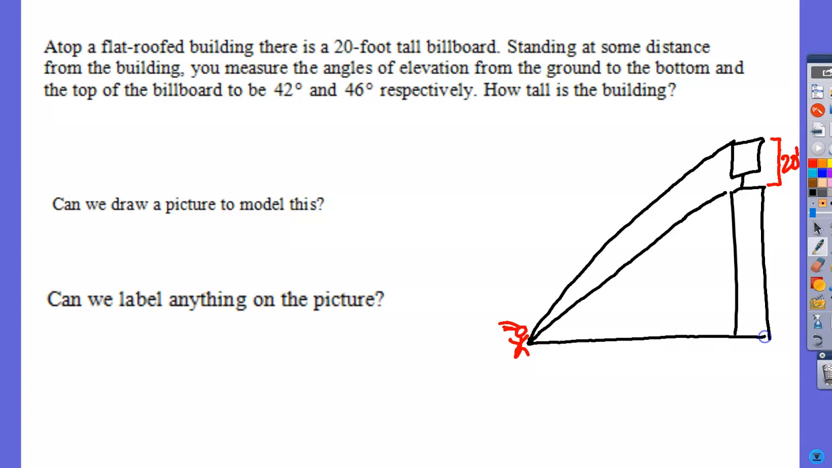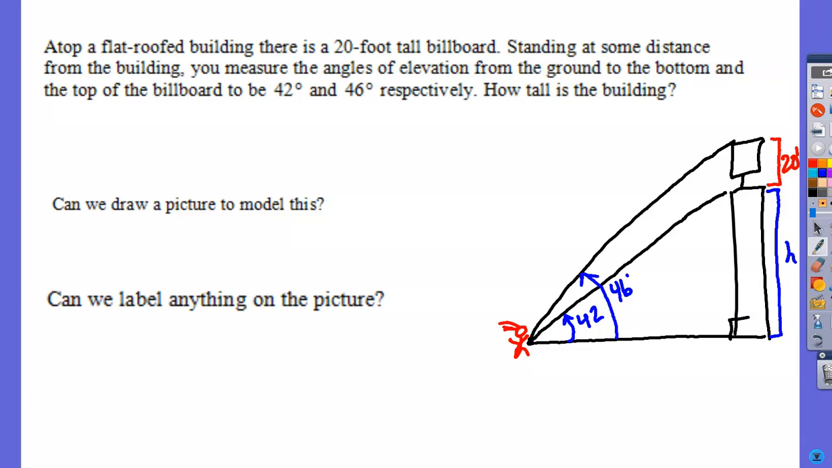That first one, this is a right angle always. So that smaller angle was 42, and then that larger angle was 46. And so the question is, how tall is the building? Now, the height of the building is really just this. So this is what I'm going to eventually solve for, h.